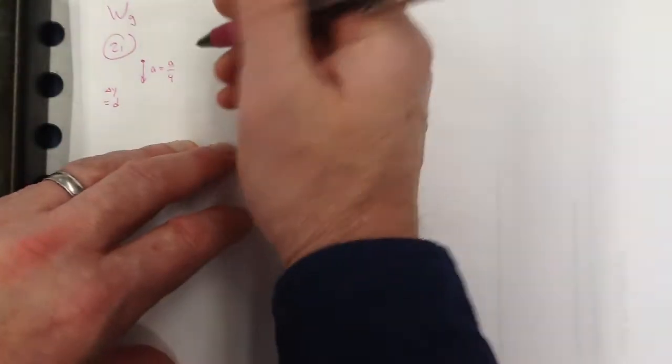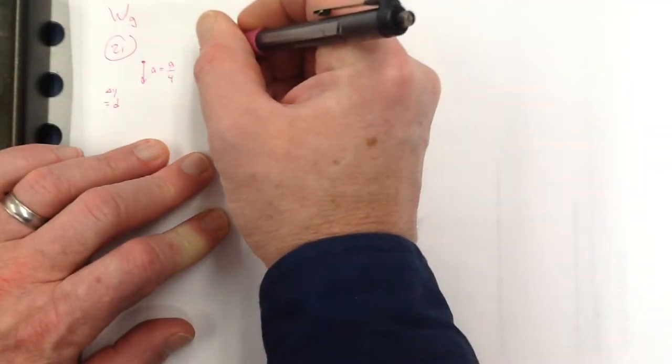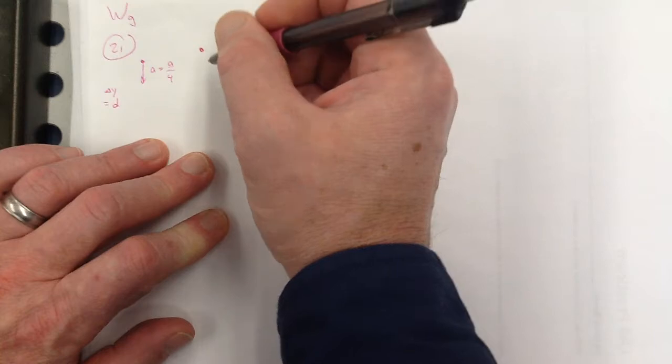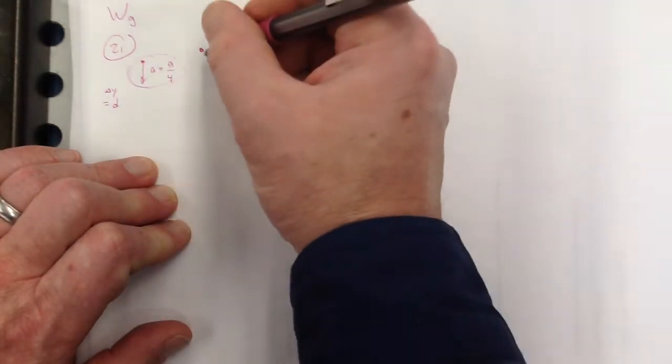We want to find the work done by the cord's force on the block, the work done by the gravitational force, the kinetic energy of the block, and the speed of the block. You could do kinematic stuff with this because we know the acceleration, but we're going to do it with forces and work.